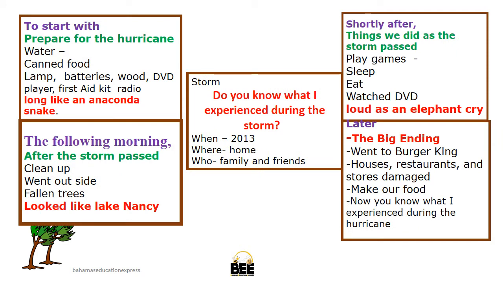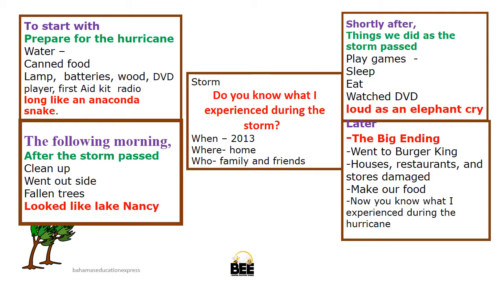Now that we have our transitional words in, there are two squares on the right as well as two squares on the left. And our transitional words are nicely placed in them. What we are going to do now is to add our figurative language. Yes, we have for one of our squares, long like an anaconda snake. Another square has loud as thunder. And then the third one has look like Lake Nancy.